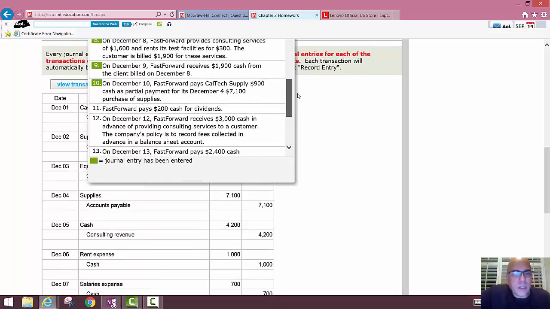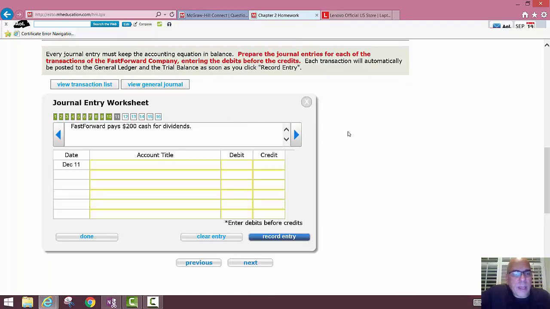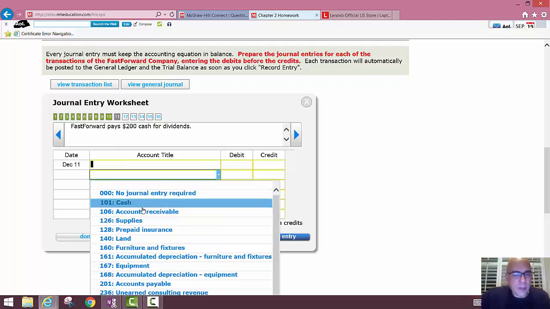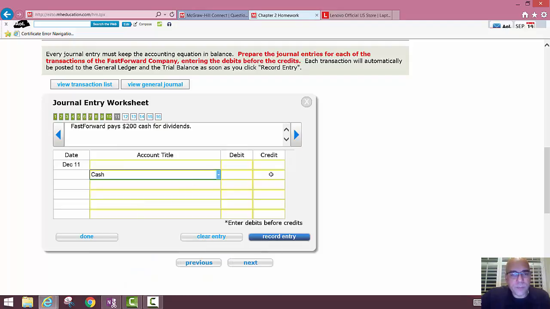Let's look at number 11, okay? And we went ahead and paid a dividend of $200. Now, a little odd to pay a dividend at this stage of the company's life. We just started business and we're paying a dividend already on December 2nd. But if it's a cash dividend, since we're paying cash, we're going to credit cash for $200.